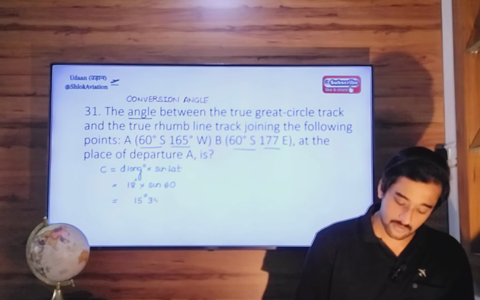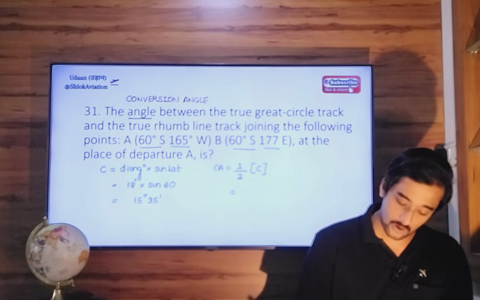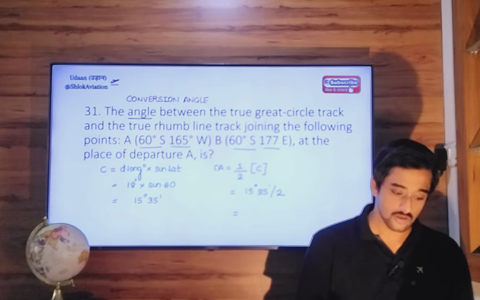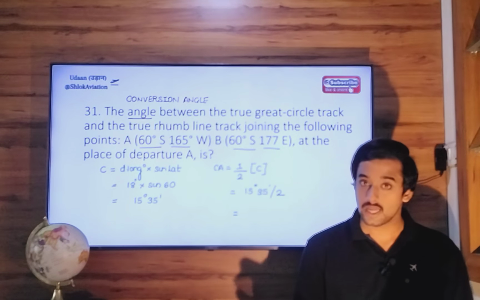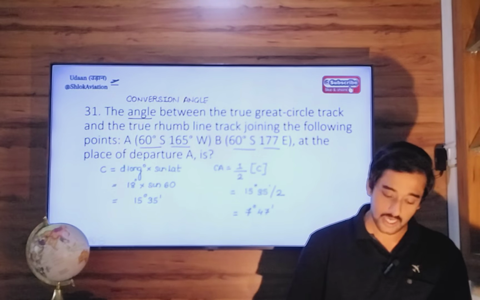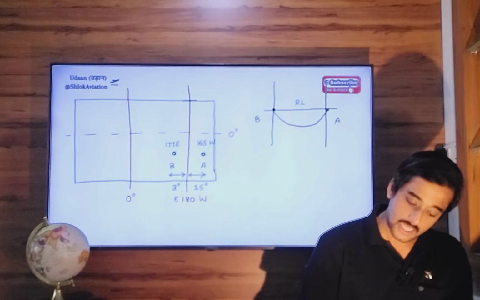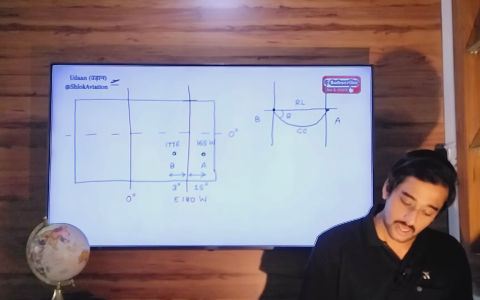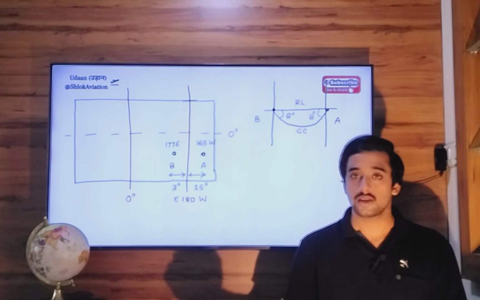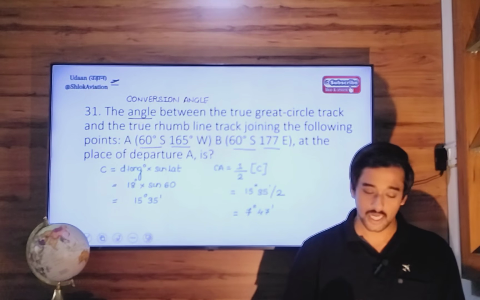Convergency is 15 degrees 35 minutes. Conversion angle will be half of convergency. So half of 15 degrees 35 minutes is equal to 7 degrees 47 minutes, or approximately 8 degrees. That means the conversion angle between this rhumb line track and this great circle track is equal to 8 degrees. So select that option which is closest to this value, 7 degrees 47 minutes, 8 degrees.